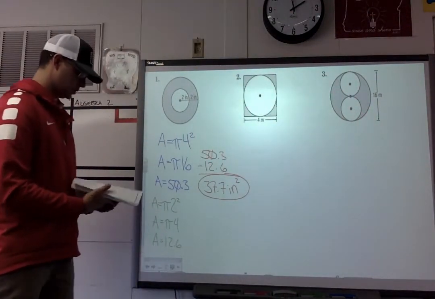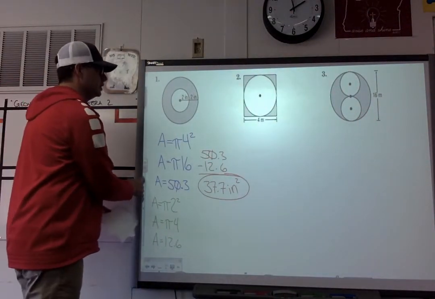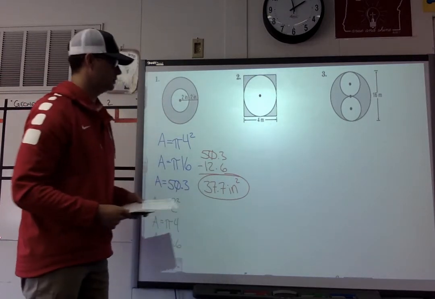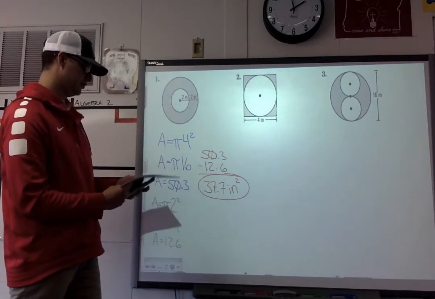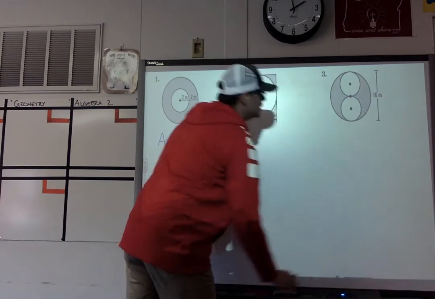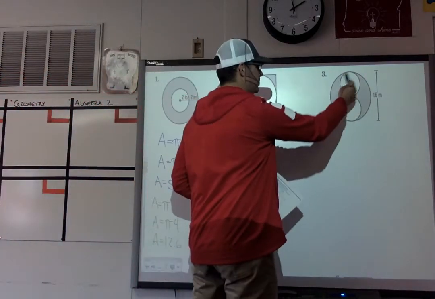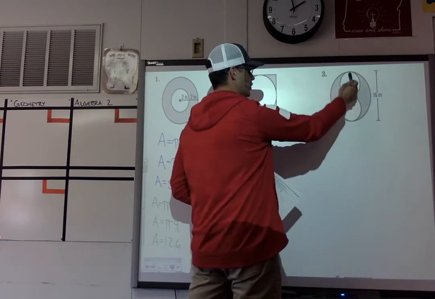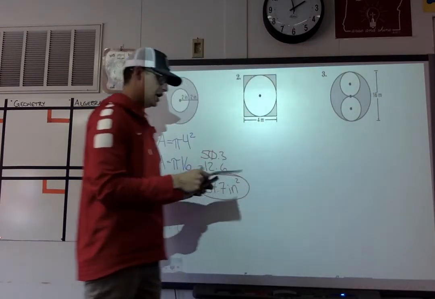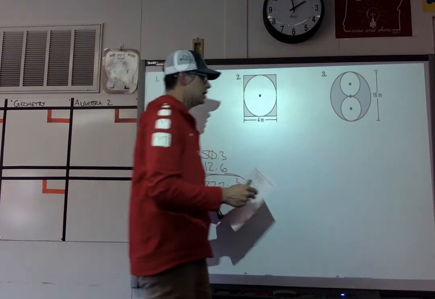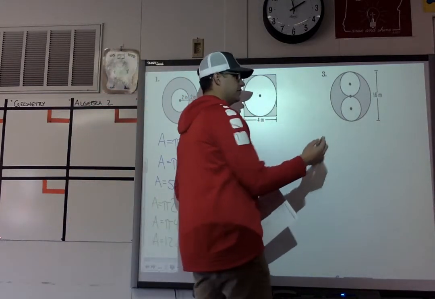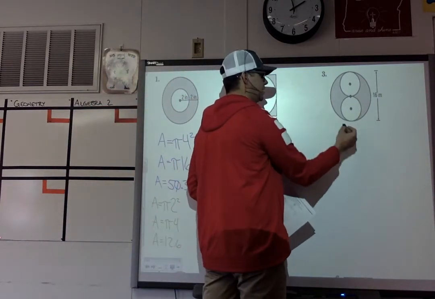So let's do another one now. I'm going to skip number 2. Let's move on to number 3. On number 3, we're given one big circle that's shaded with 2 smaller circles that are unshaded inside. So first, let's go ahead and find the area of the entire outer circle.